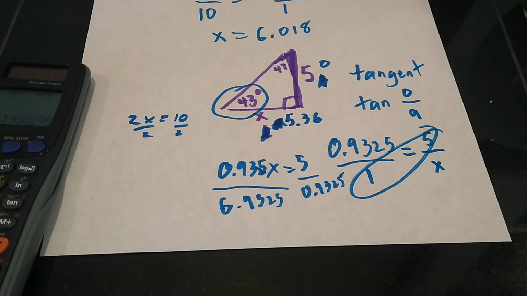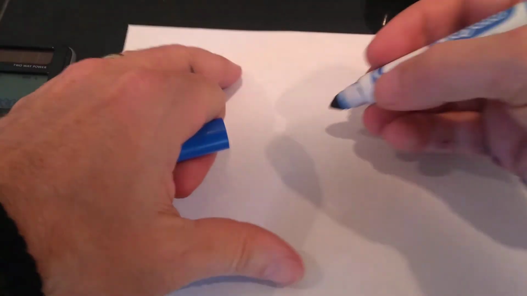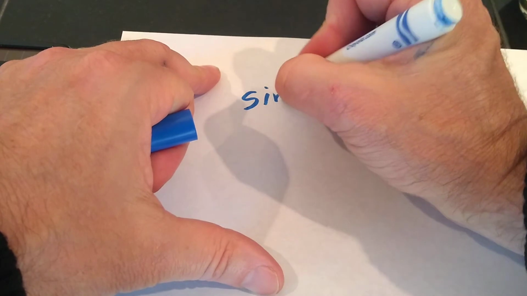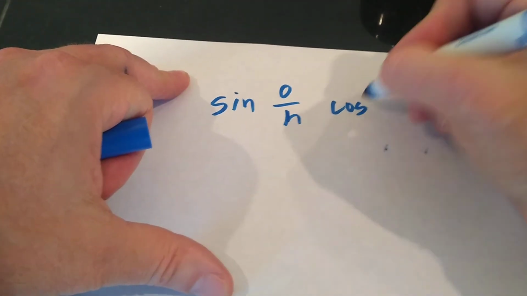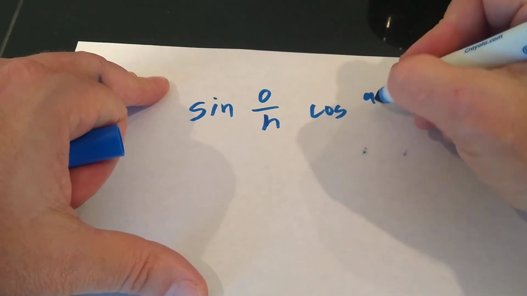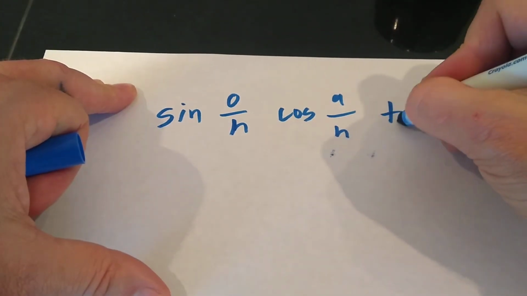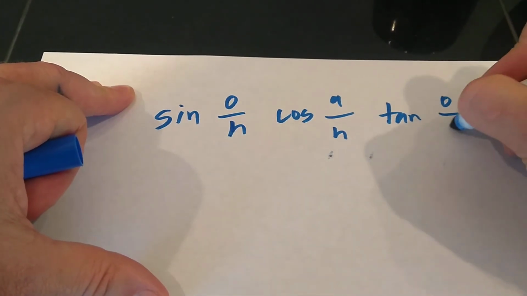Okay, I've about run out of time. I think I had one more thing I wanted to do. Okay, yes, it's worth the extra minute. So here's what you have to remember. Sine is opposite over hypotenuse. That's our first column. Cosine, which we haven't seen, is adjacent over hypotenuse. And tangent is opposite over adjacent.